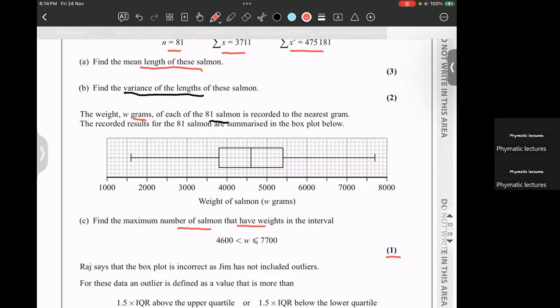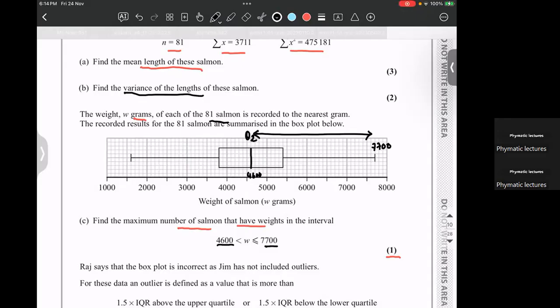So identify where this is 4,600. So 4,600 is this. What is the speciality of 4,600? 4,600 is the median, and 7,700 is the maximum value. So that means we need to find the observations above the median. What is the definition for median? So Q2 is the median. So please understand it as median, not mean.